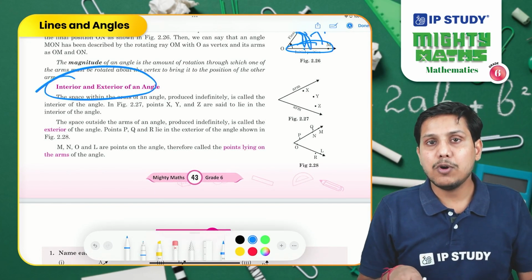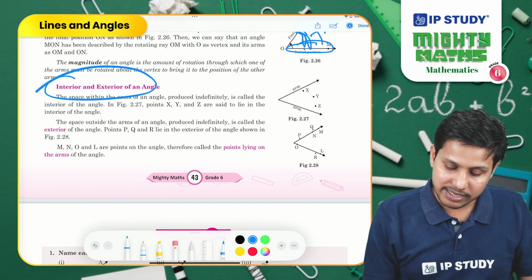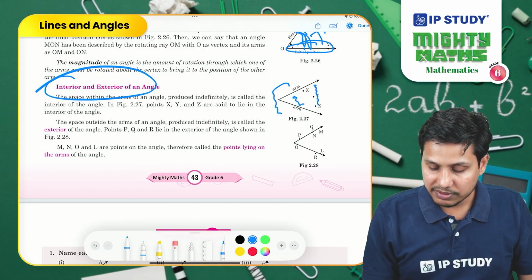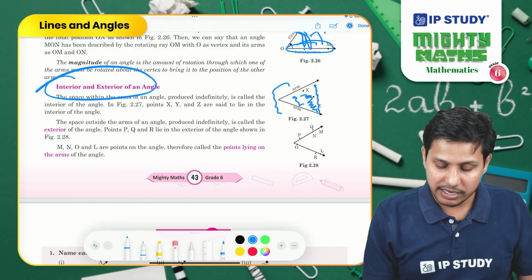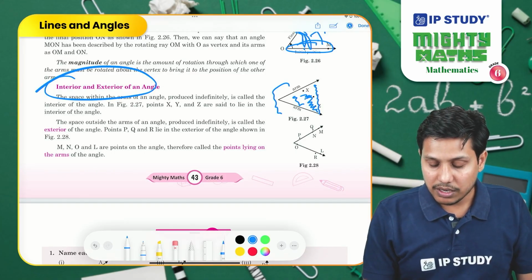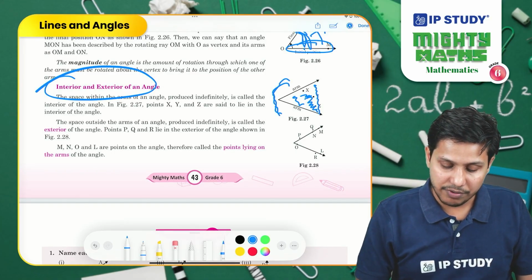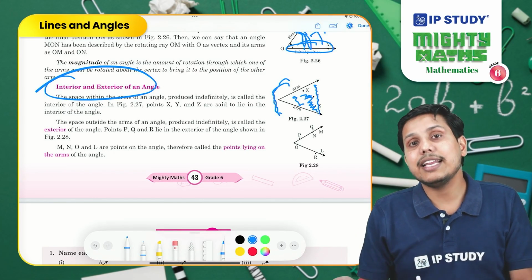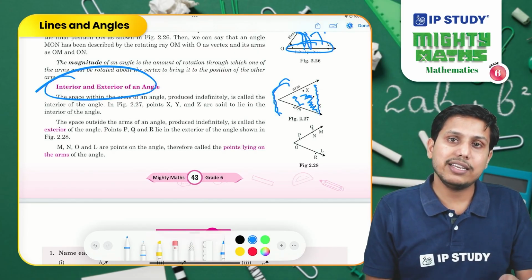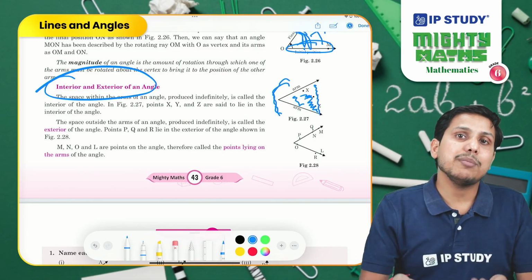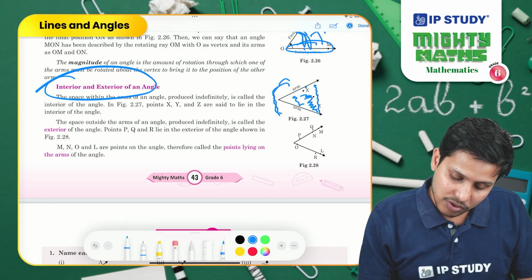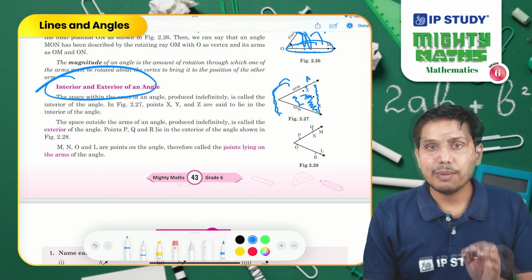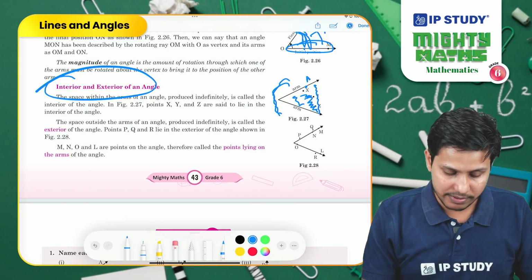When an angle is formed, it forms 2 parts. One is the exterior part of the angle, one is the interior part of the angle. So till this we can consider as the interior part of the angle, and outside this we have the exterior part. If a point lies inside the angle, we say that it lies in the interior part of the angle, and if it lies outside the angle, we say that it lies in the exterior part. And if any point lies on the angle itself, then we say the point lies on the angle itself.